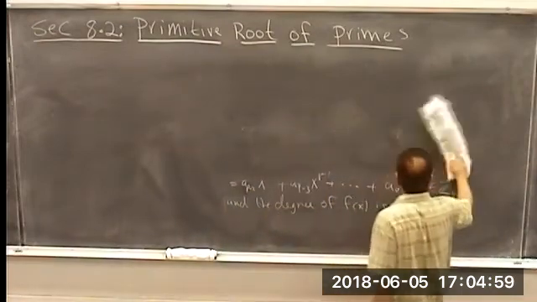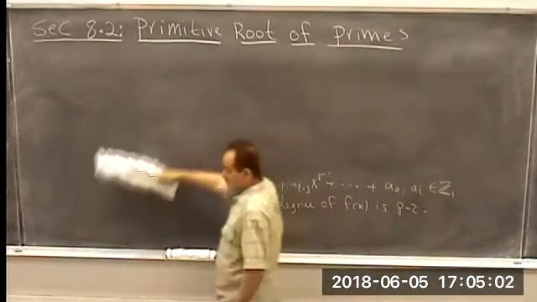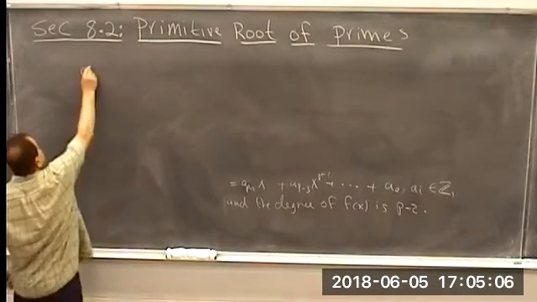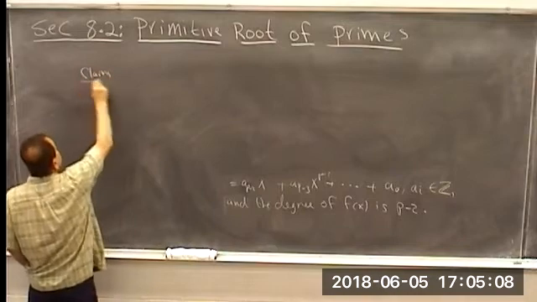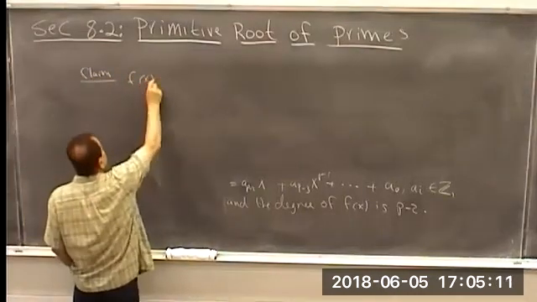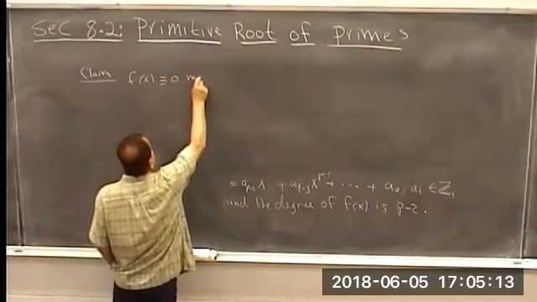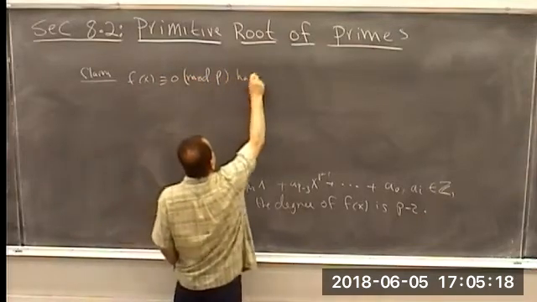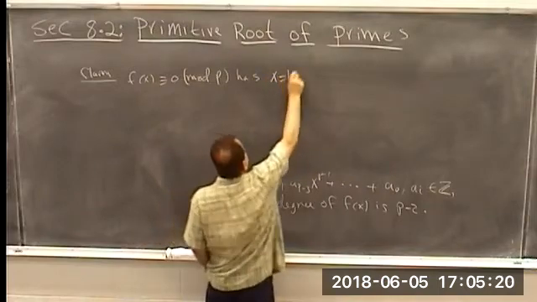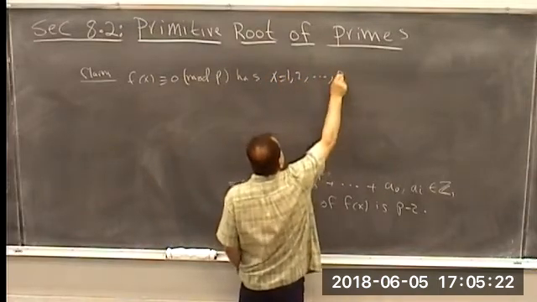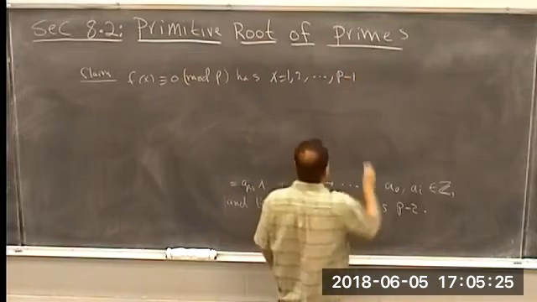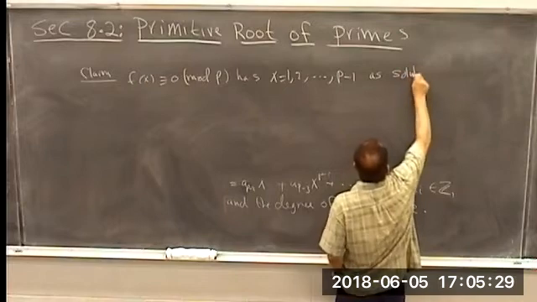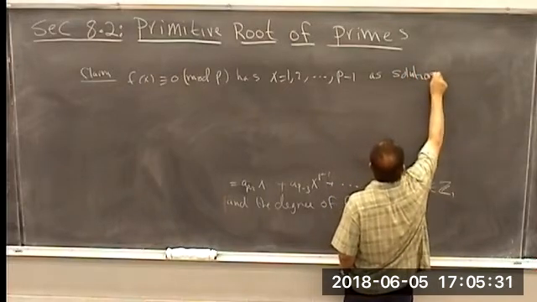So here's the claim. f of x is going to 0 mod p as x equals 1 up to p minus 1 as solutions. And all of these numbers are, of course, incongruent. All right?